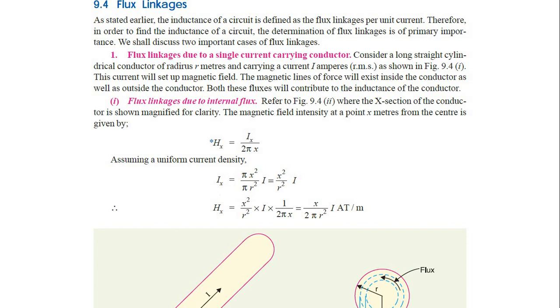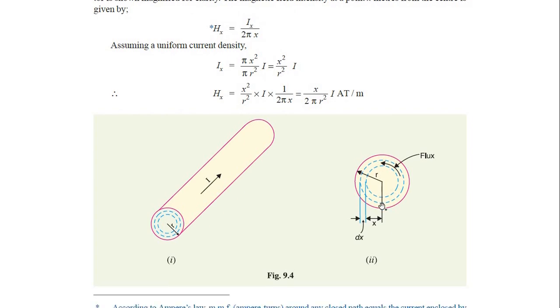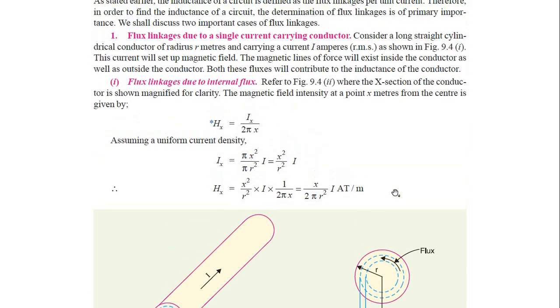The magnetic lines of force will exist inside the conductor as well as outside the conductor. Both these fluxes will contribute to the inductance of the conductor. As I said, there will be two fluxes: one inside the conductor and the second outside the conductor. You can see here the flux linkage inside the conductor, and the flux outside the conductor is not shown here.